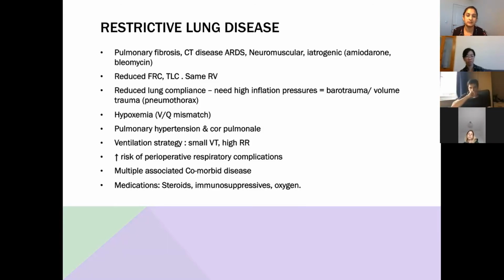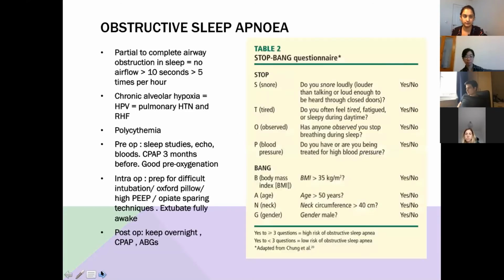The ventilation strategy for patients with restrictive lung disease is to have small tidal volumes, because obviously they've got a reduced total lung capacity, and high respiratory rate in order to get the ventilation, the oxygen in. And again, thinking about whether they're on steroids, immunosuppressants, or oxygen as well.